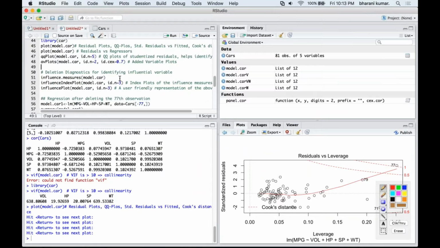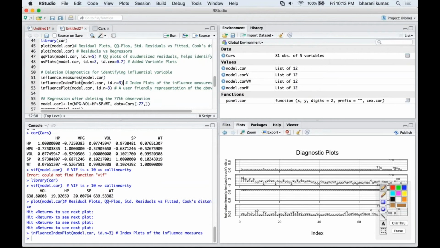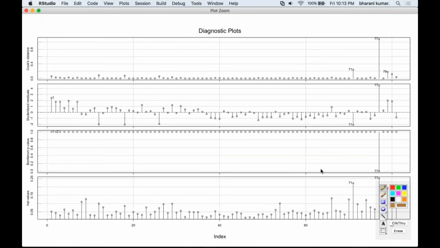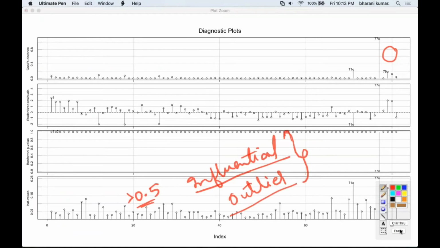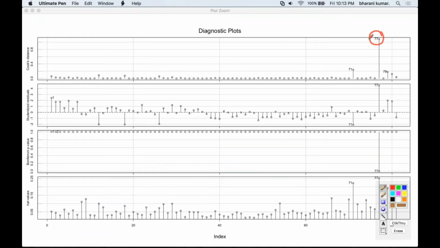Even before we delete that, we are going to check multiple times using multiple plots on whether we can actually delete it or not. For that, I'm using the influence index plot, also called deletion diagnostic plots. If you notice here, number 77 is standing out when it comes to Cook's distance. Obviously, if Cook's distance value is greater than 0.5, that observation is influential. When it comes to studentized residuals, 77 is standing out, meaning that is also influential.